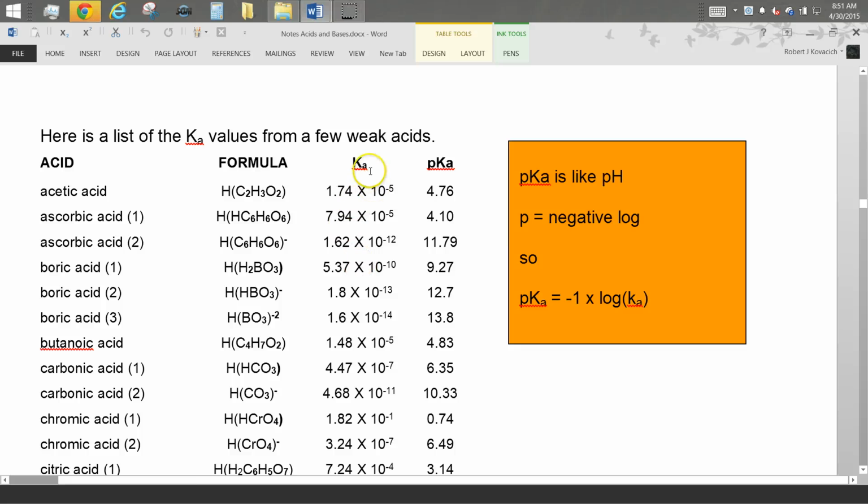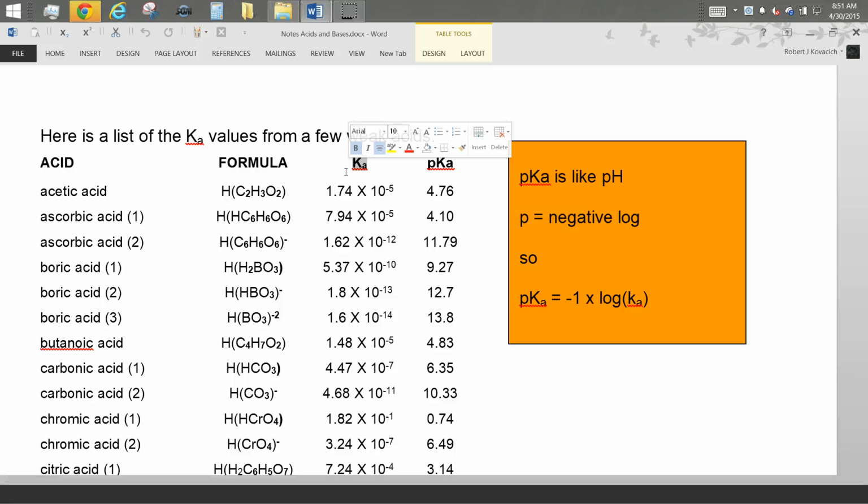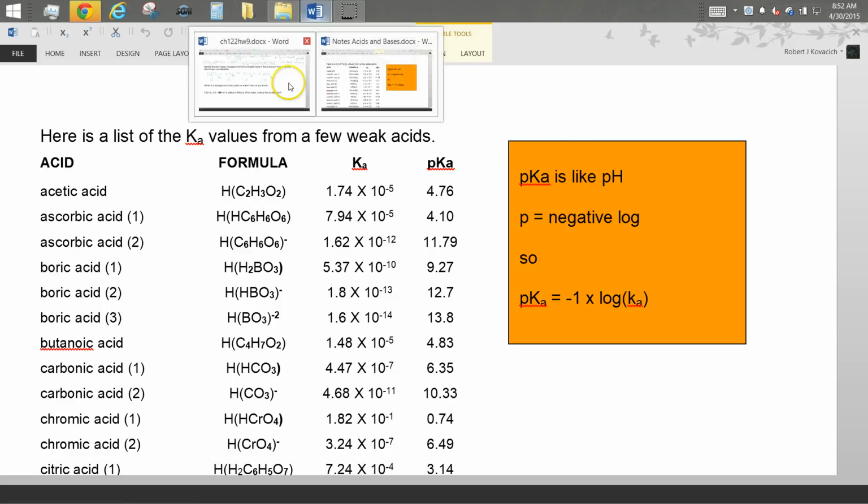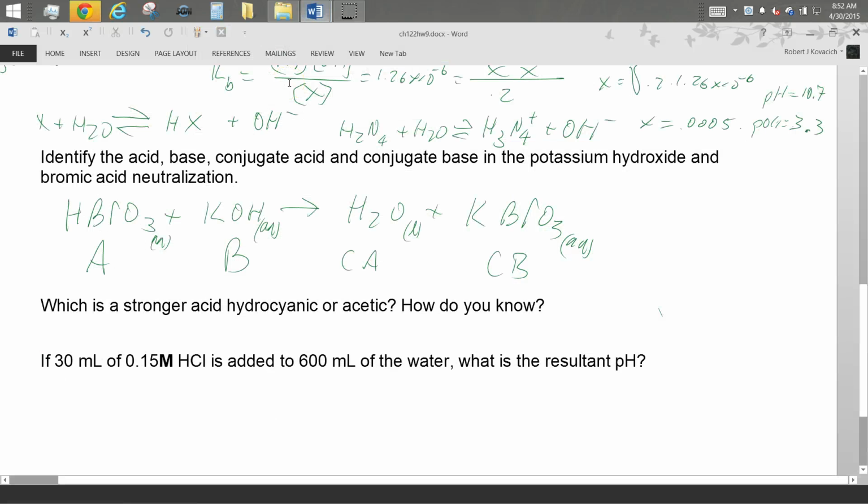So tell me what the Ka is letting a person know. The extent to which this acid is going to be dissociated. So the bigger the number, the more dissociated it's going to be, so the more H's you're going to get. So of these two, the acetic acid is about 100,000 times more likely to give away its H's than the hydrocyanic is. So you could just write acetic.